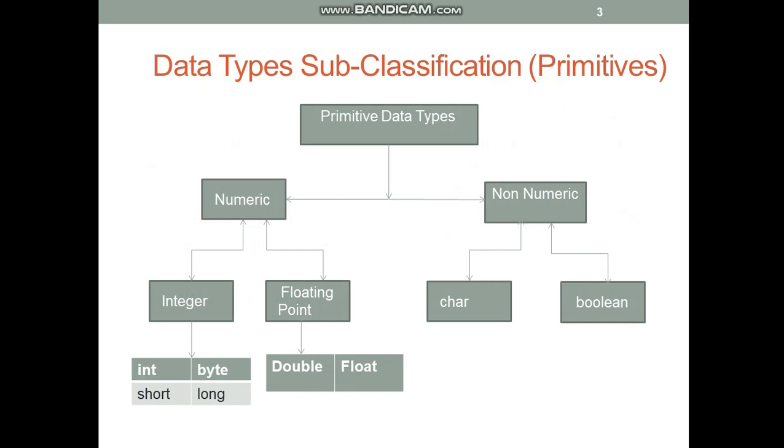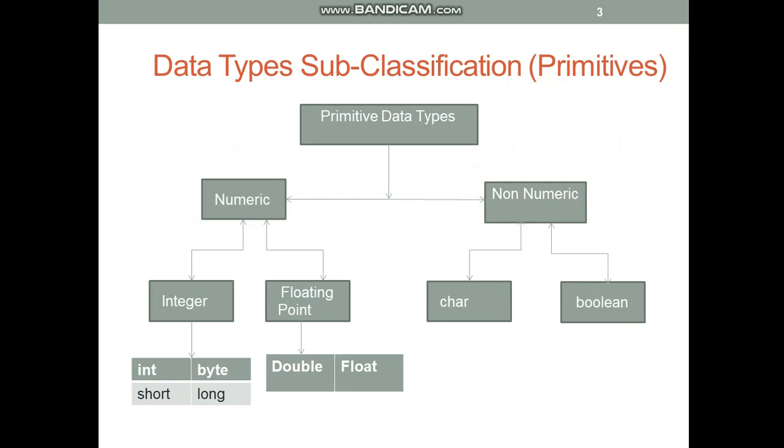The other part we have is non-numeric, which is further classified into character and boolean. A character can hold a single value, be it any kind of letter or character. And boolean is also a non-numeric type. It can be either true or false.